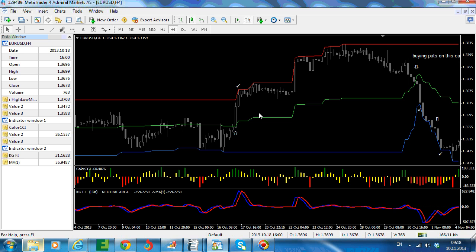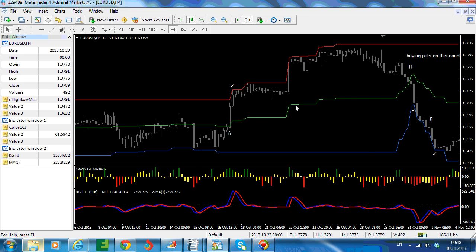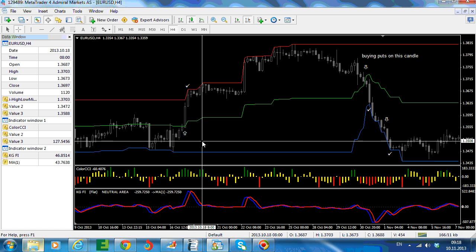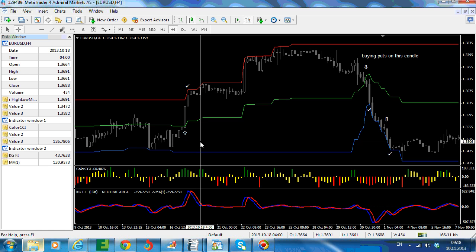So look for going on the lower time frames, and find the proper places to engage in buying puts or buying calls as per this analysis. Let's try to find another example. Here, this would be a good example, but as you can see, the KGFI is lower. It has a value of 43.76. It is lower than the moving average 130. Therefore, this is not a valid signal and should be skipped.